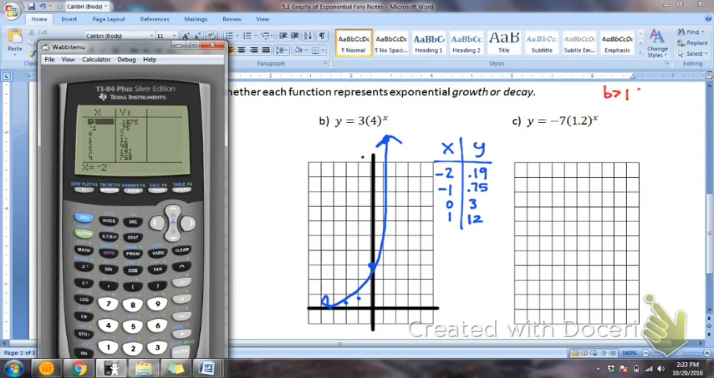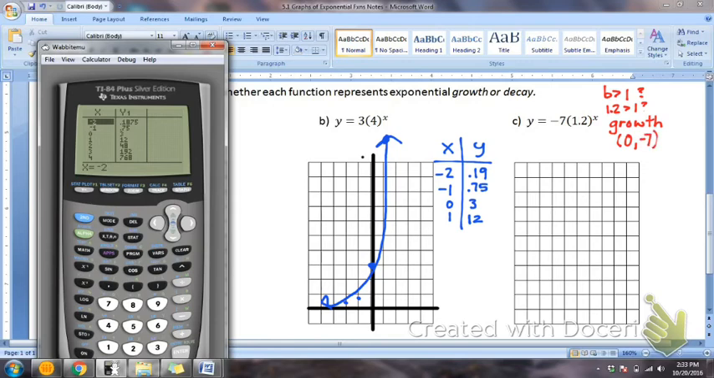What is our b value? Is 1.2, Crystal, greater than 1? Yes. Okay, so is this growth or decay? Growth. There we go. This is growth. Paula, what is our y-intercept? 0, -7. There you go, 0, -7.